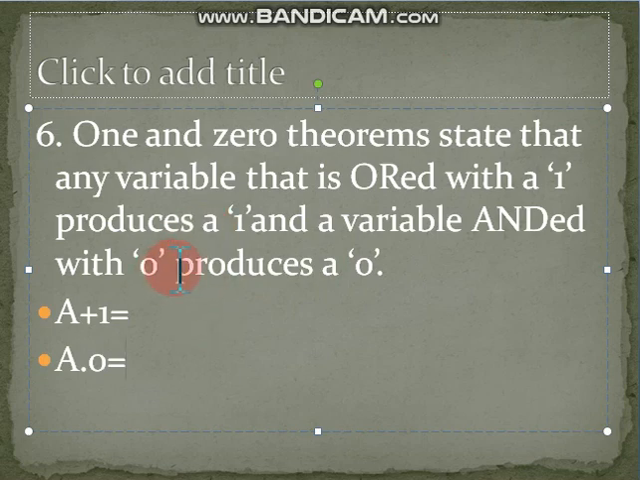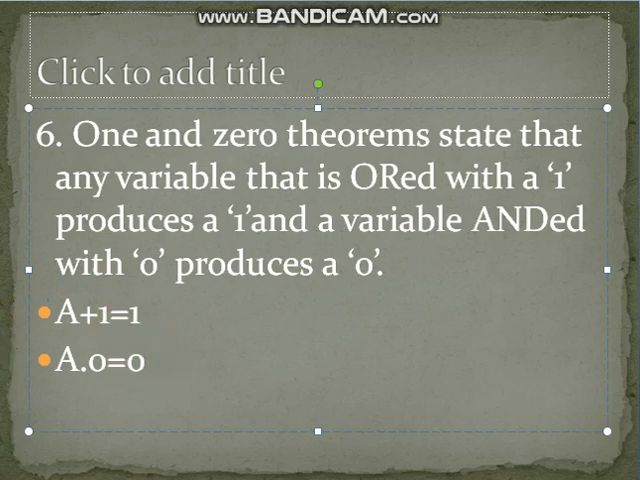So now the 1 and 0 theorem states that any variable that is ORed with a 1 produces a 1, any variable that is ANDed with a 0 produces a 0. And that's what this property states. Now these are the 6 properties of Boolean algebra.